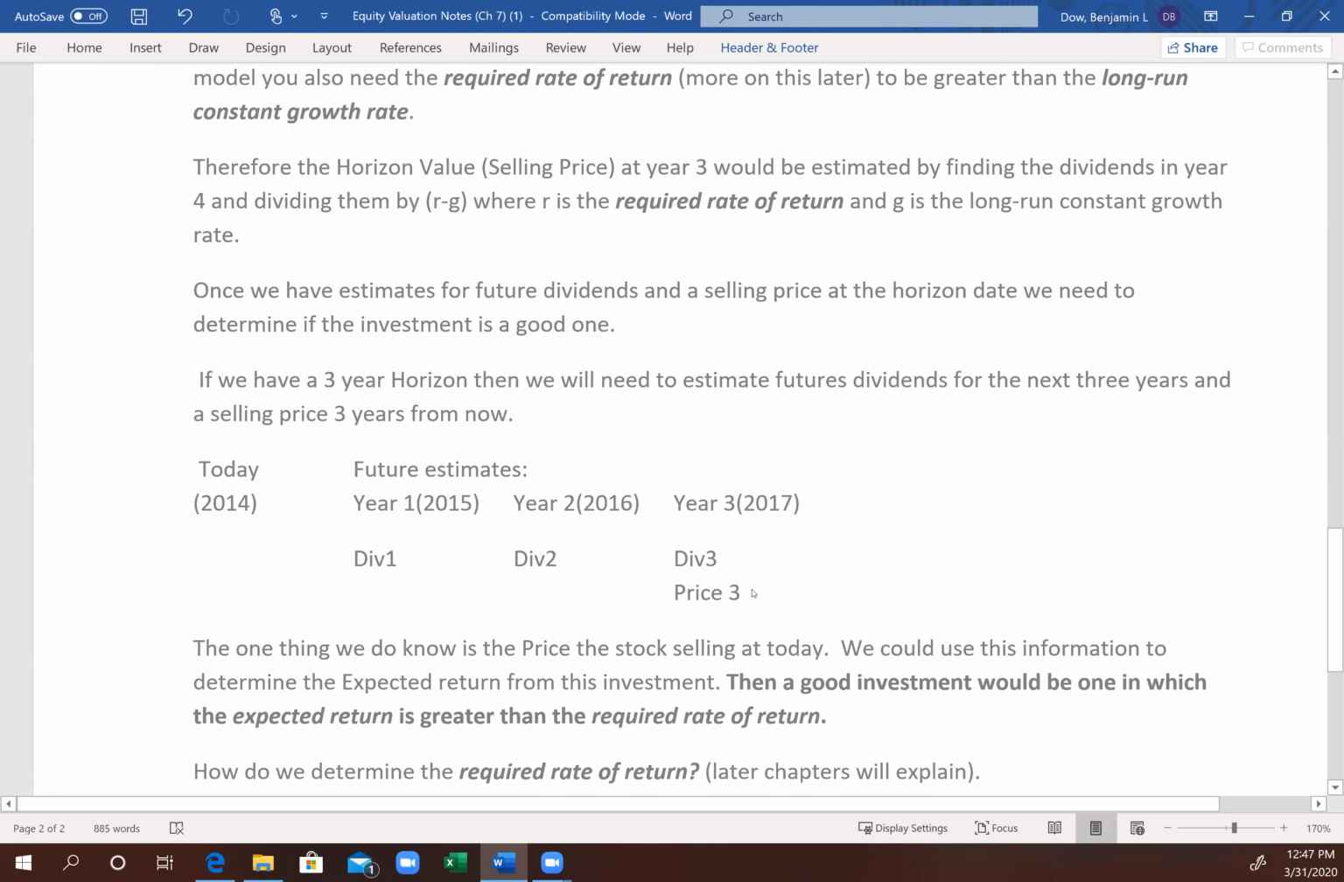So we can kind of see, hey, here's the intrinsic value. It's the present value of the future cash flows. The future cash flows are the future dividends and the future selling price. And the future selling price is what we refer to as a horizon value. So we've got to find the present value of the dividends and the horizon value to find the intrinsic value. So that's kind of a recap summary.